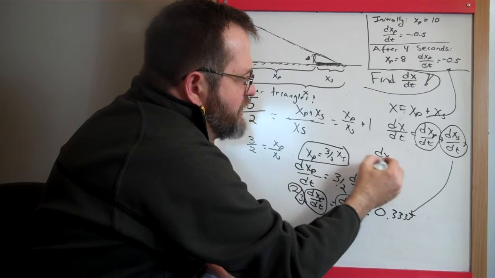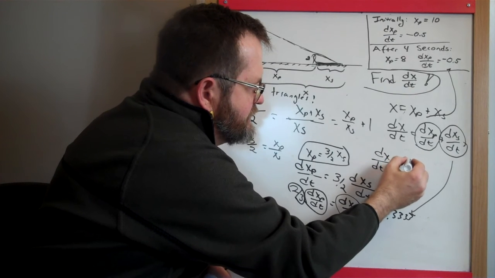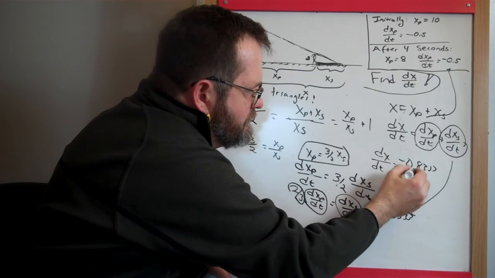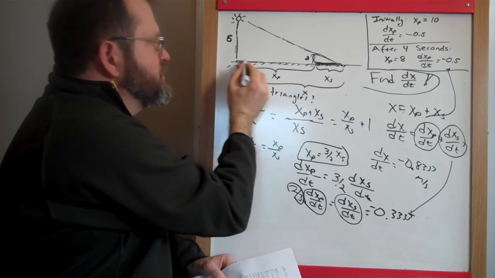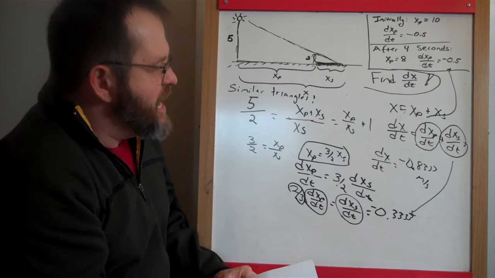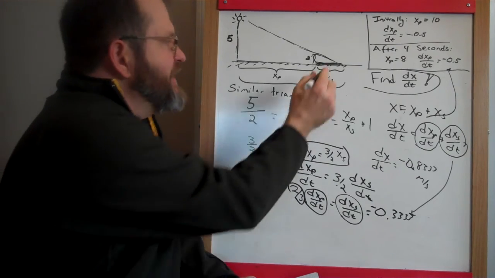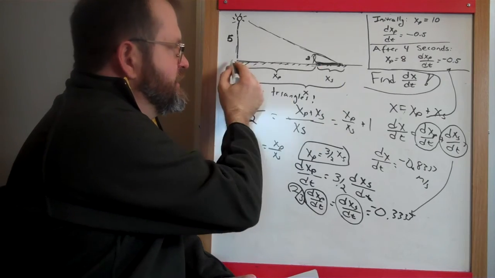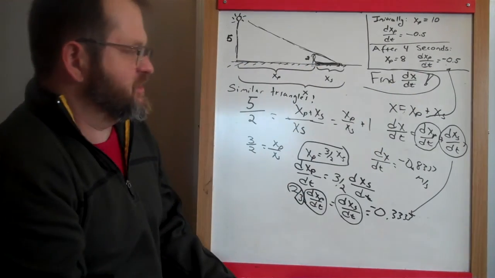You add those together and you find out that the distance of the end of the shadow is changing at negative 0.8333 meters per second. This end of the shadow here is getting closer to the base of the lamp pole at a rate of negative 0.8333 meters per second. That's how fast the end of the shadow is approaching the base of the lamppost as the person walks at it at a rate of about 0.5 meters per second.